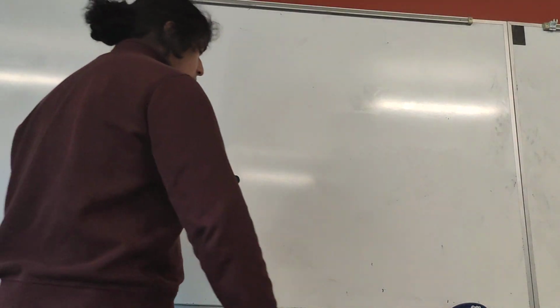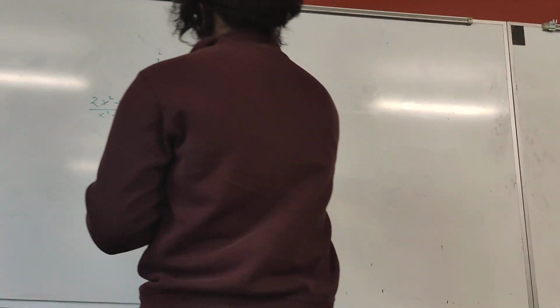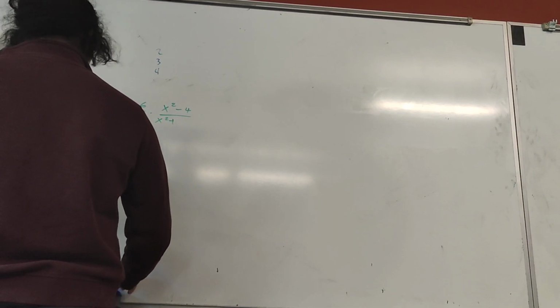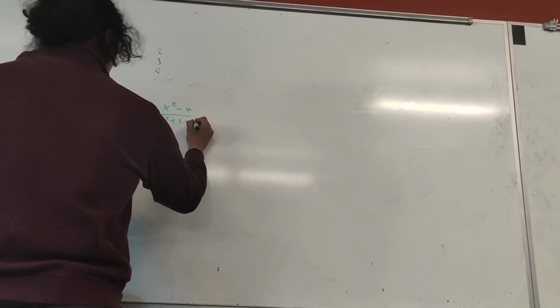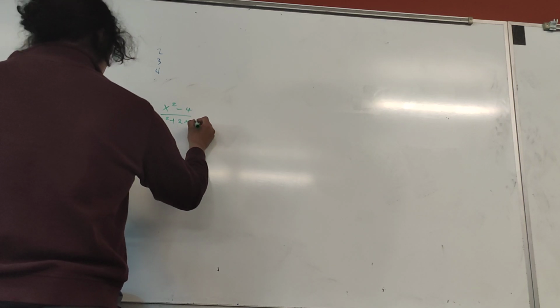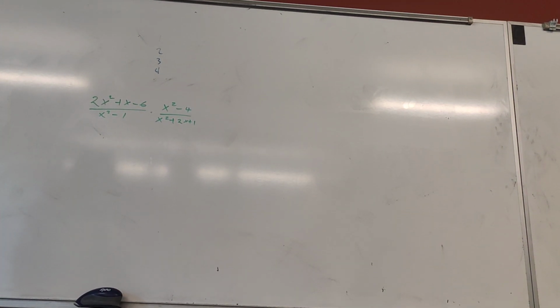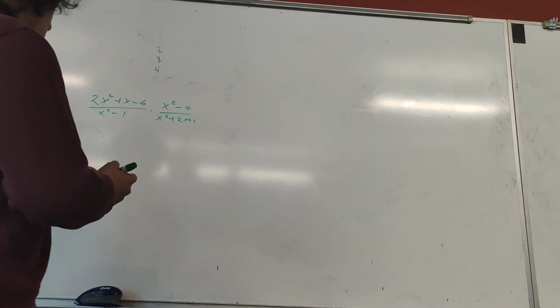Where's the eraser? It was supposed to be 2x plus 1. Okay, here's the function that we're having to divide.